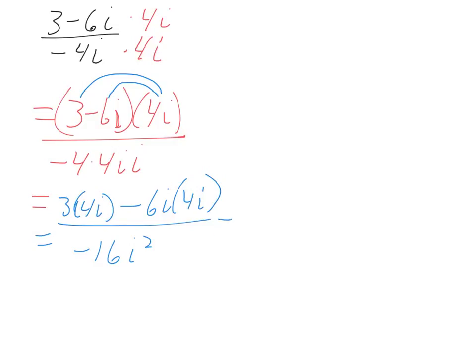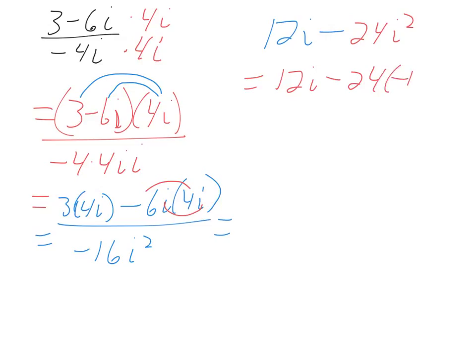So then from there, the top, I'd have 12i minus, and I can take the 6 and the 4, would be 24. The i times the i, which would be i squared. And I'll do that first just to kind of clean it up. So we'd have 12i minus 24. i squared is negative 1. So we have 12i plus 24. Alright, so that's the numerator, that's on the top.